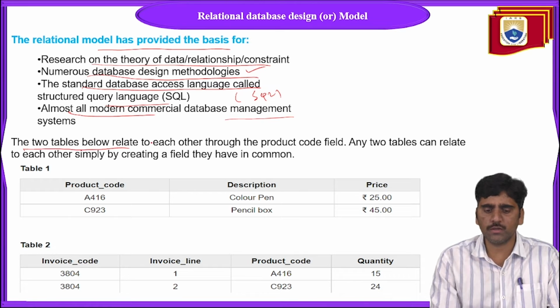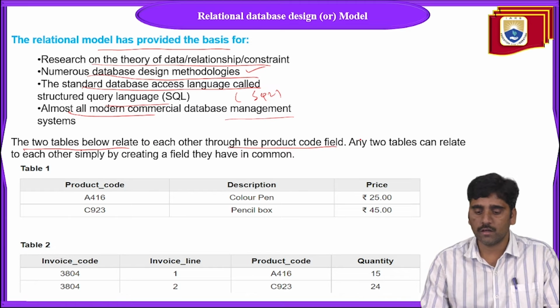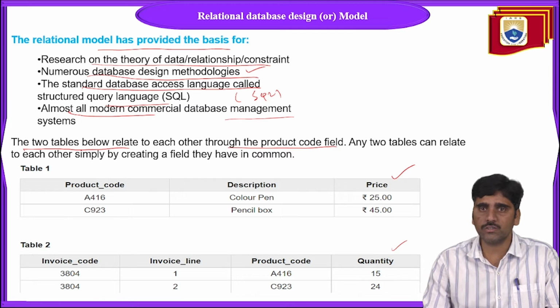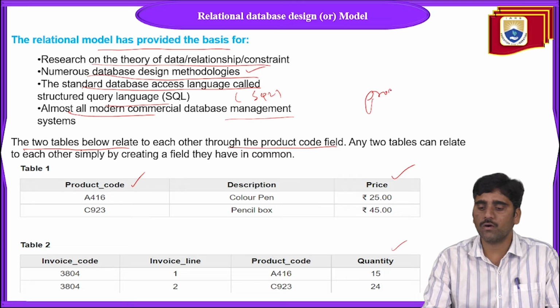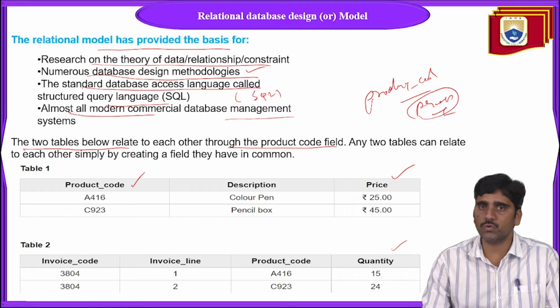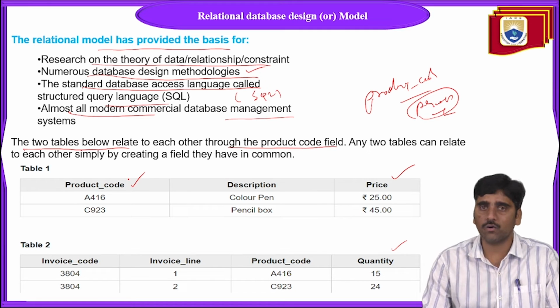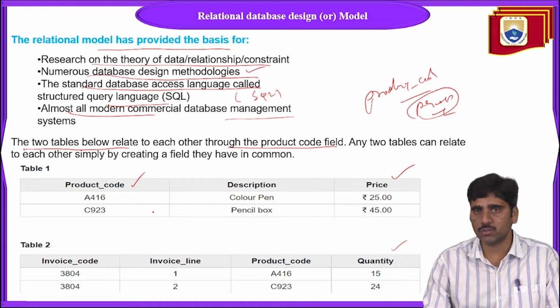The two tables below are related to each other through the product code field. Here in this diagram we have two tables, table 1 and table 2. These two tables are related to each other with the help of the product code, which is the primary key. The primary key is a tool to interrelate the two tables, so the product code is combining these two tables.